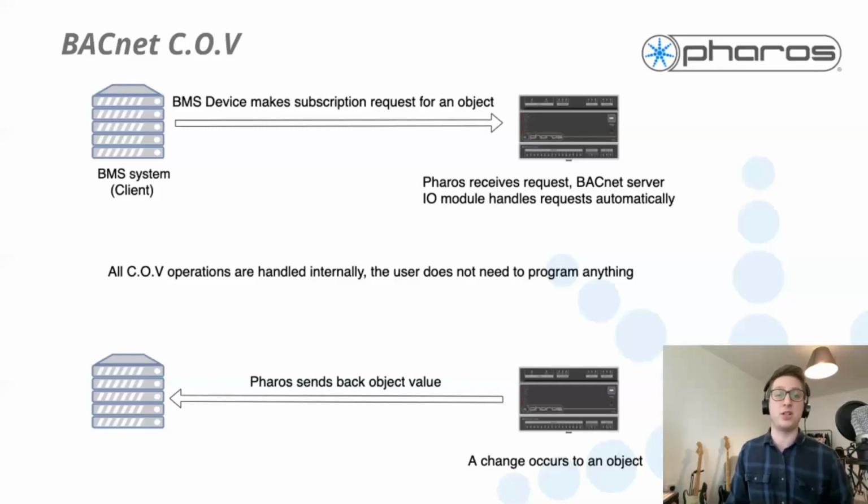This basically means that the BMS system no longer has to poll Pharos continually to get the status of a certain value, which it typically may have to do if we weren't to support this feature. So just so you're aware, this is all handled internally within the module. You don't need to set anything up. All you need to do is make sure that the BMS system makes that COV subscription request when it boots up. Pharos will, as I said, handle that internally. It will know specifically that it wants the status of this object every single time this value updates, and then it can push that data back to the BMS system when a change occurs.